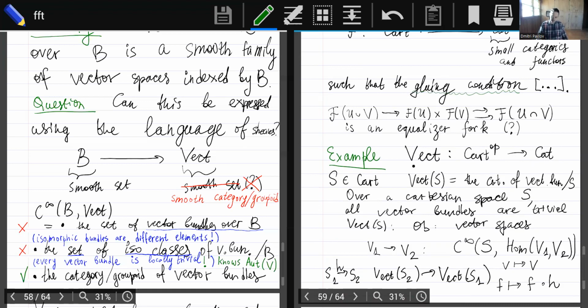So I'm going to try to construct Vect as a smooth category. This means that given a Cartesian space S, I have to construct Vect(S). And Vect(S) should be a category. It should presumably be, given our description here, that smooth maps from B to Vect should be the category, or the groupoid I should have said, of vector bundles over B.